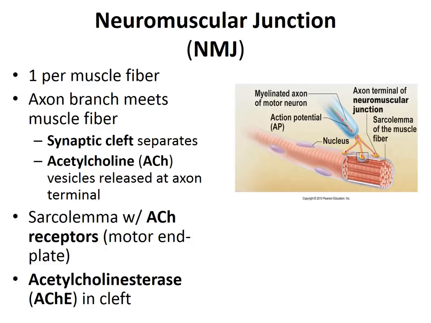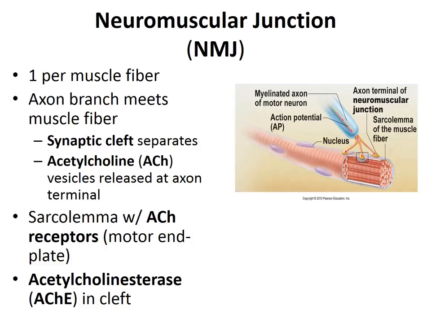Acetylcholine then diffuses across the synaptic cleft and attaches to receptors, also known as ion channels, on a highly folded region of the sarcolemma called the motor end plate. The binding of acetylcholine to the channels causes the channels to open, allowing an influx of sodium ions into the muscle cell, resulting in depolarization of the sarcolemma and eventually leading to an action potential and contraction.